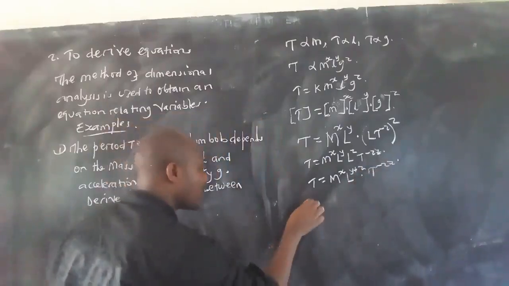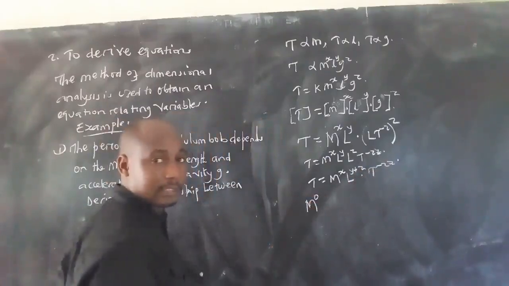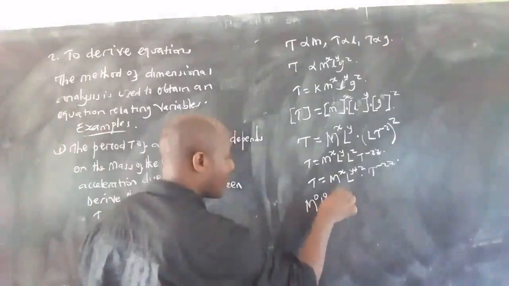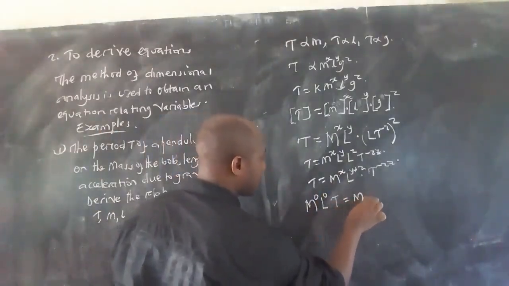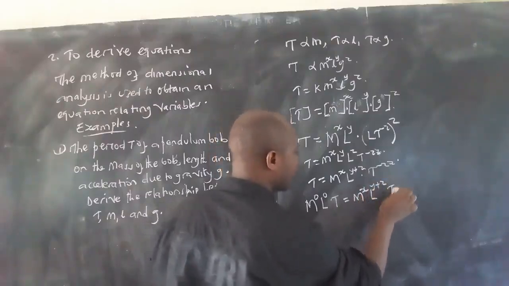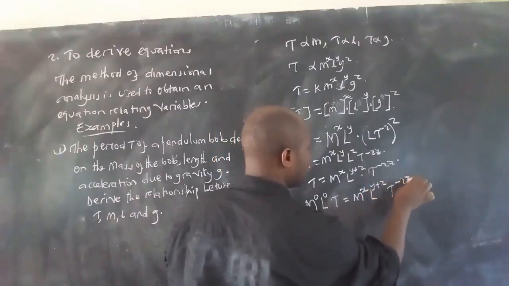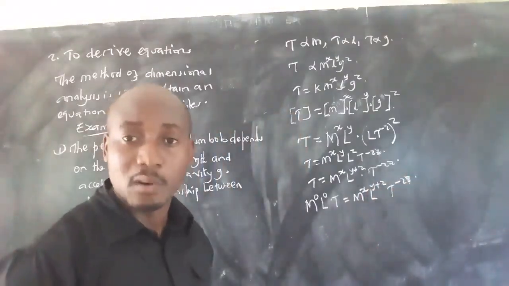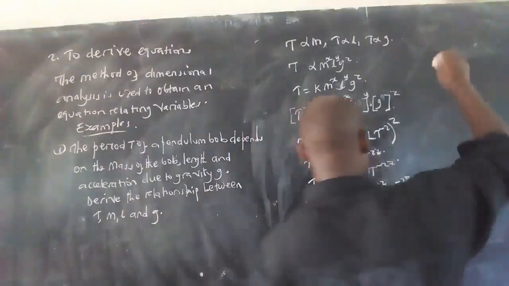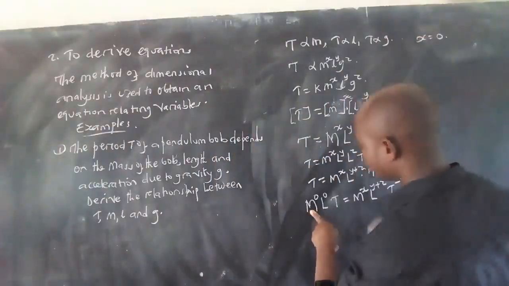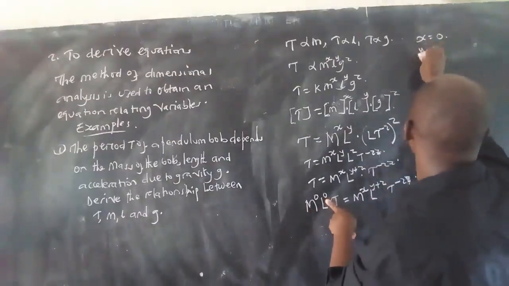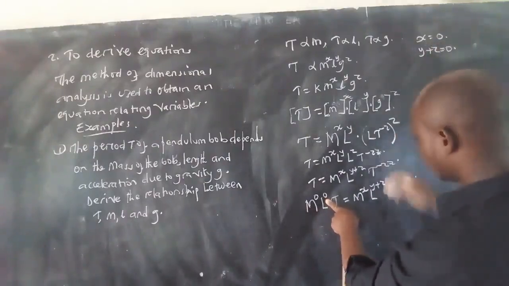It can be written as M to power 0, that is 1, then L to power 0, that is also 1, then T to power 1, which is equal to M to power X, L to power Y plus Z, T to power negative 2Z. So let us equate the powers of dimensions on the left-hand side and right-hand side. Mass has 0, so X will become 0. Then Y plus Z is equal to 0 also.